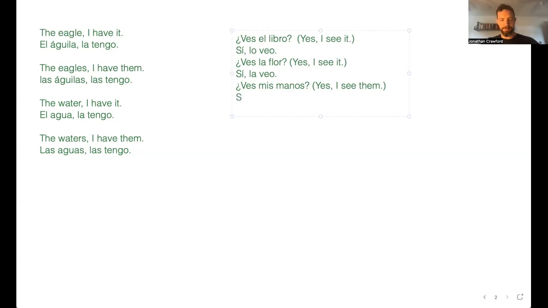You would say, sí. What do you think? Is it going to be los or is it going to be las manos? Yeah, it's going to be las. Sí, las veo. Yes, I see them.